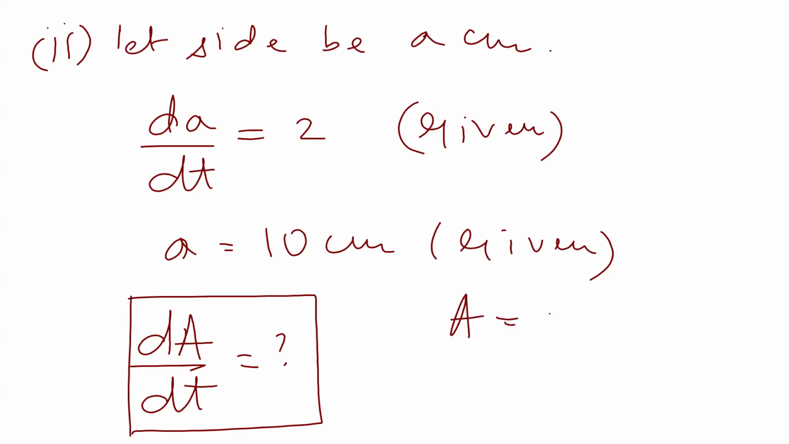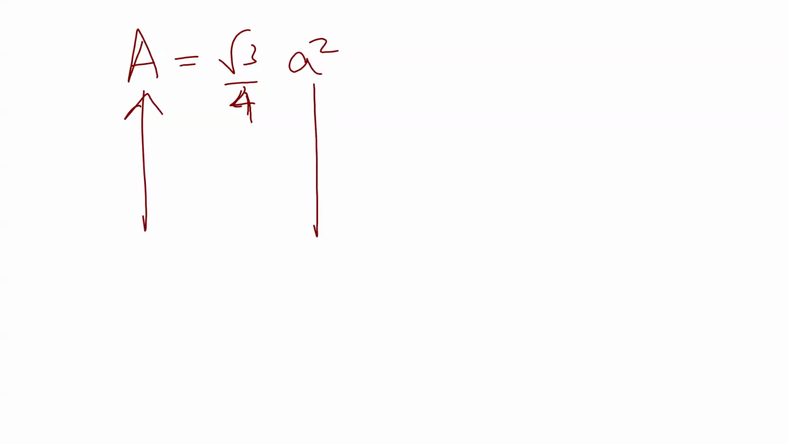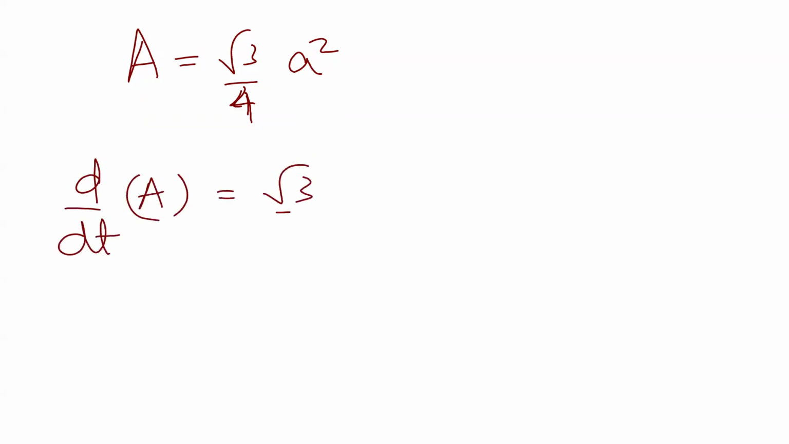Sorry, I'm really sorry. Area of an equilateral triangle is equal to root 3 by 4 into side square. Now side we have taken as A. So let's replace side with A, small a, root 3 by 4 into A square. Now the area and the side, they both are changing with respect to time. So differentiating with respect to t on both the sides.